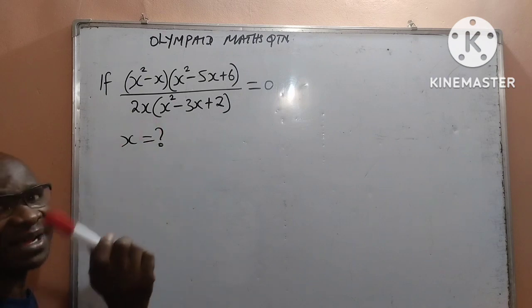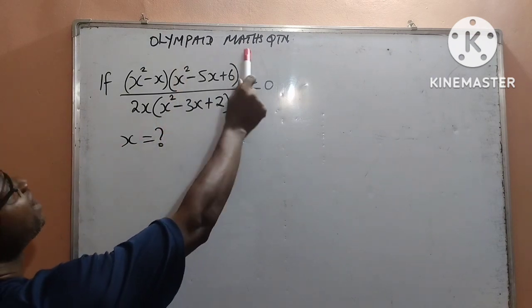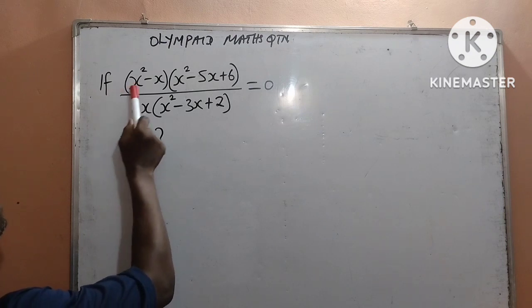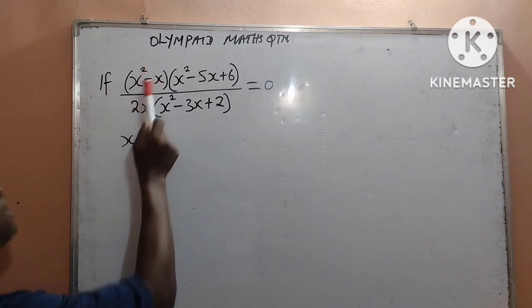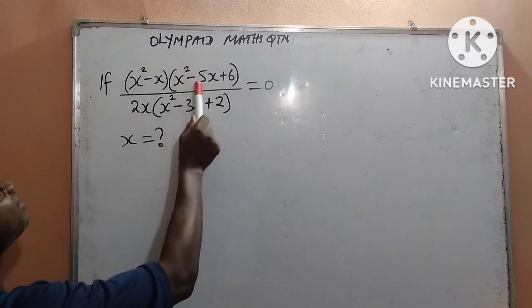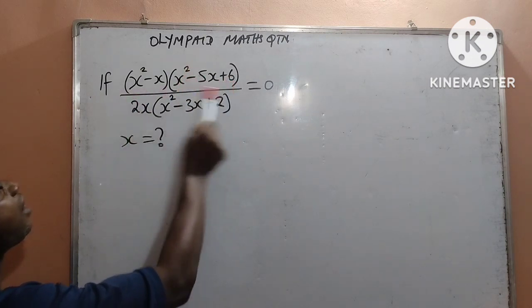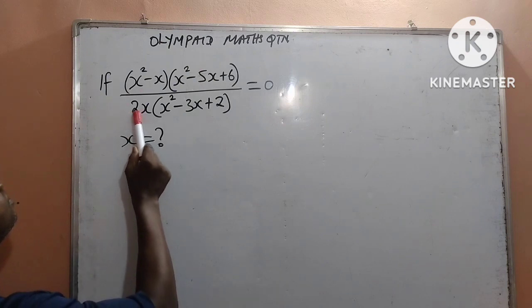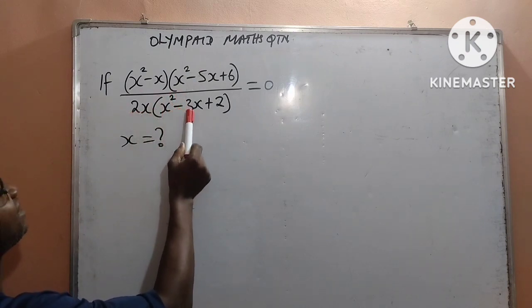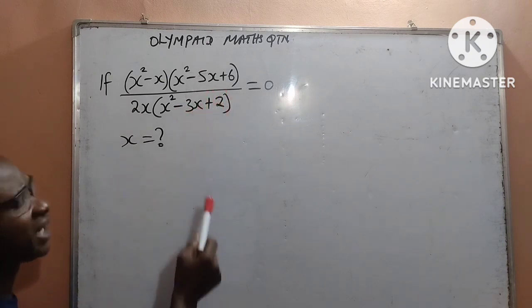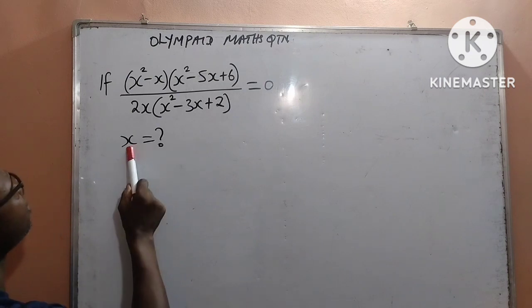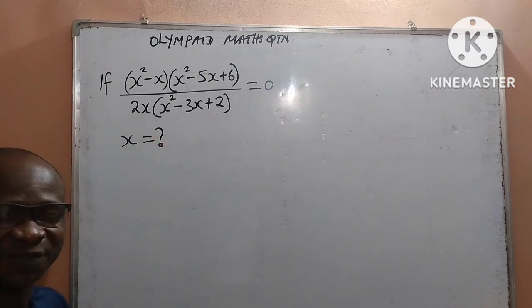In today's math class, the topic is an Olympiad math question, and we are given: if x to the power of 2 minus x, into the bracket x to the power of 2 minus 5x plus 6, all divided by 2x into the bracket x to the power of 2 minus 3x plus 2, bracket close, all equals 0, then what is the value of x?